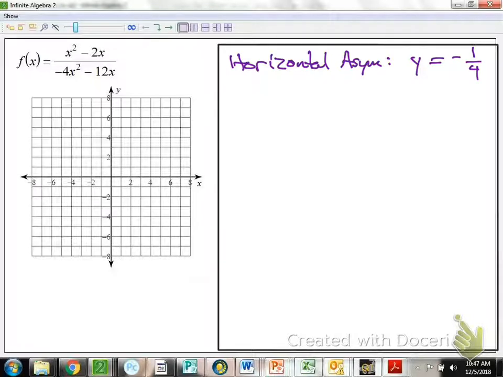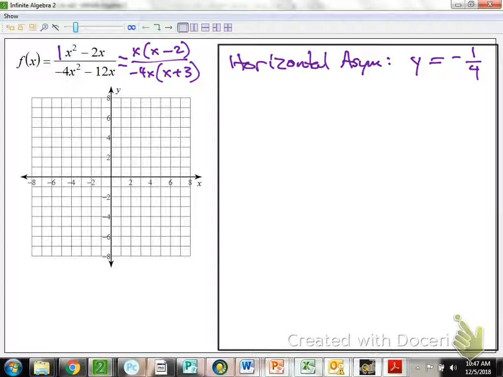But horizontal asymptote is y equals negative 1/4. That's because the degree of the numerator and denominator are the same. The leading coefficients 1 over negative 4 is negative 1/4. So, factoring is a good thing to do next because we have to find the vertical asymptotes. So that's x times x minus 2 over negative 4x times x plus 3.